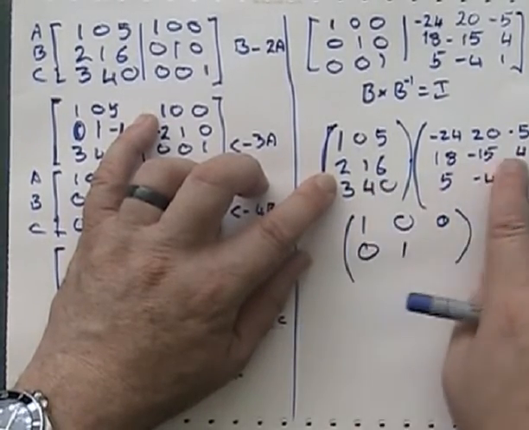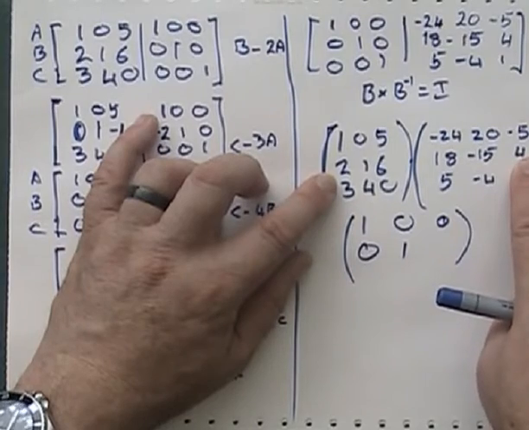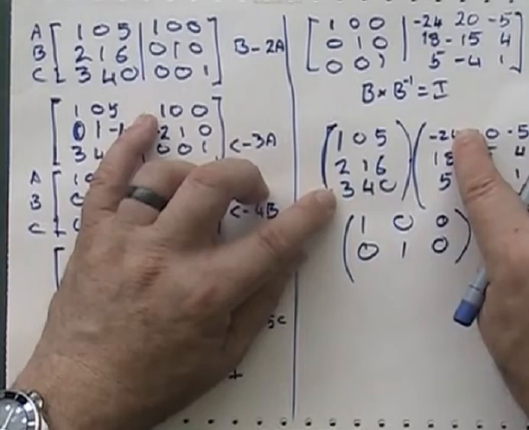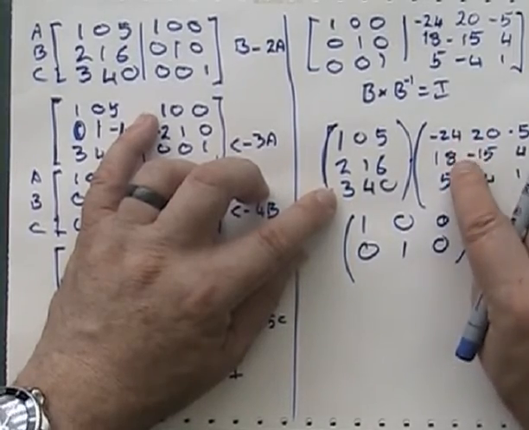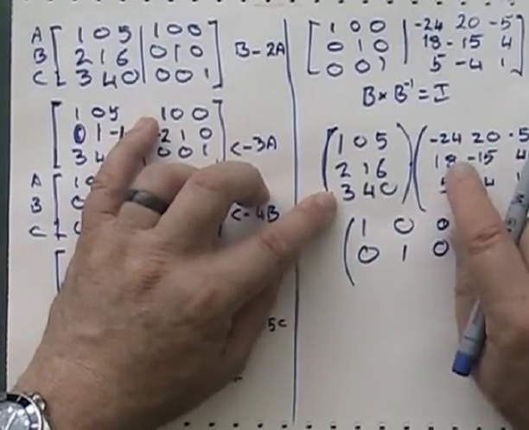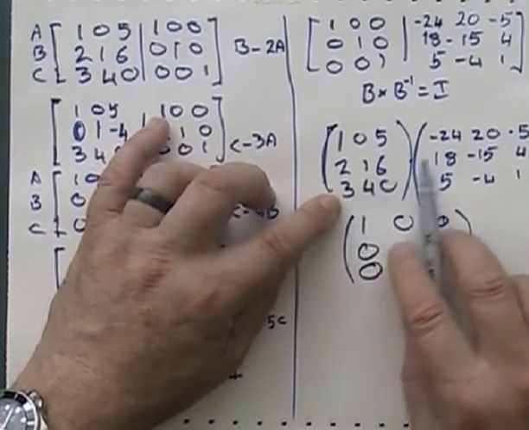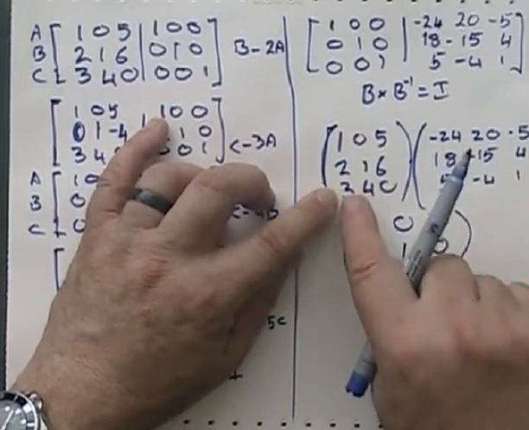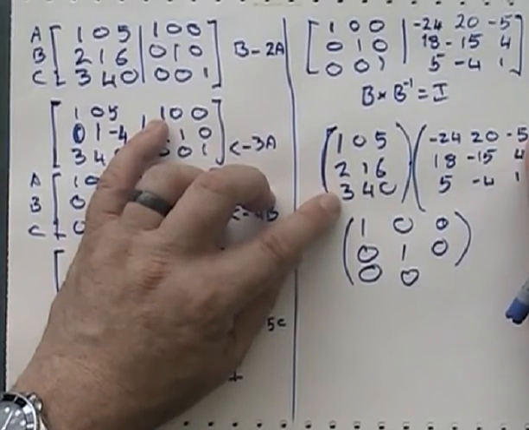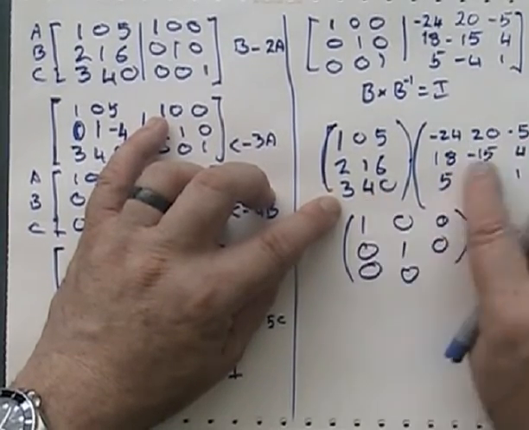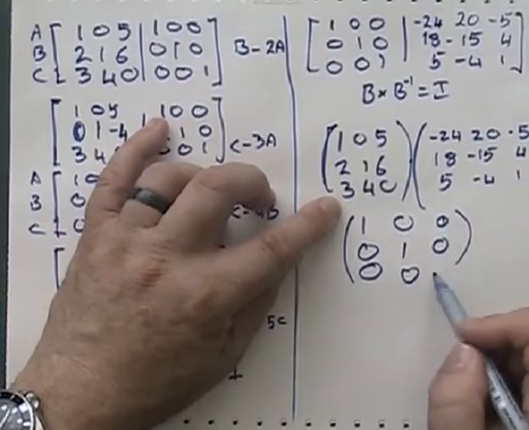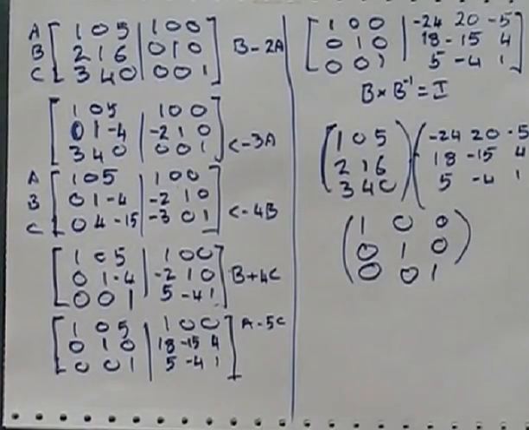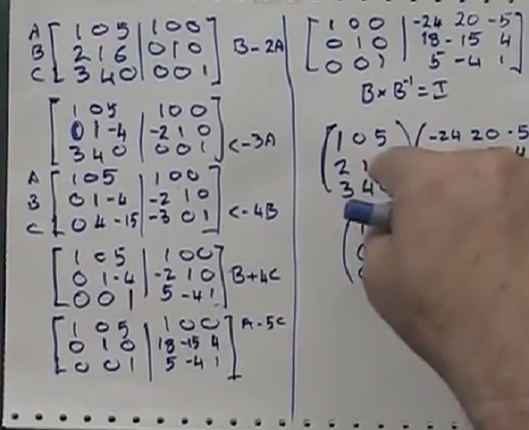Negative 10 plus 4, that becomes negative 6, plus 6 is 0. And again, negative 72 plus 72 plus 0 becomes 0. 60 minus 60 is 0. And then we have minus 15 plus 16 times 0. So if we multiply these two together, we get the identity matrix. So that is the inverse of that.